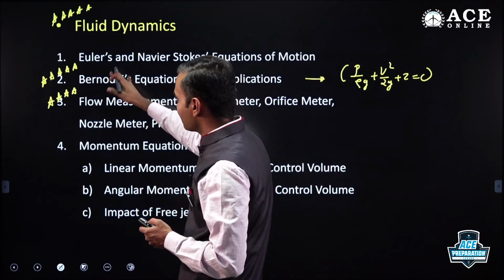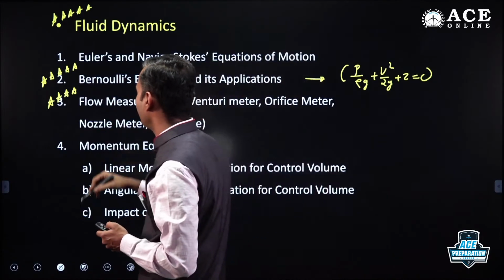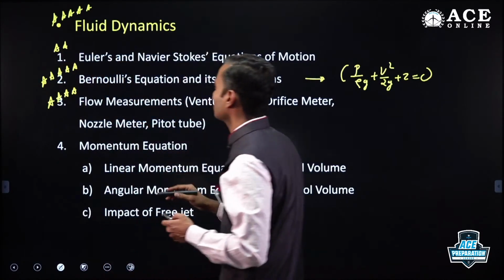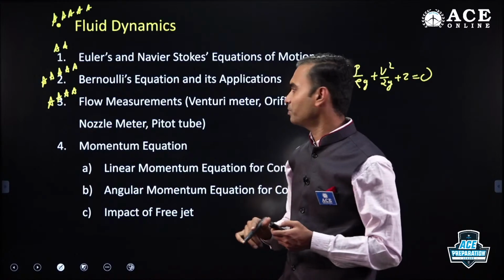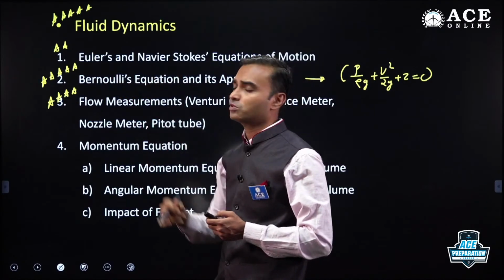So these two topics are easy also. Euler's and Navier-Stokes equation, these are little mathematical. I will give 2-star weightage for this. Mostly you get theory question, but nowadays they are asking numerical question on Euler's equation and Navier-Stokes equation.